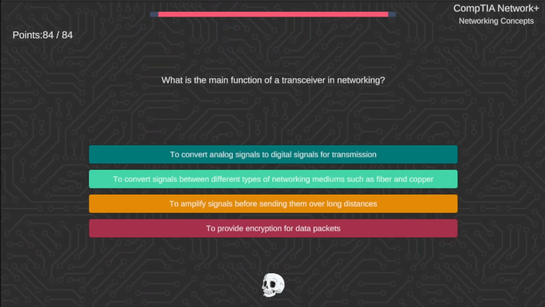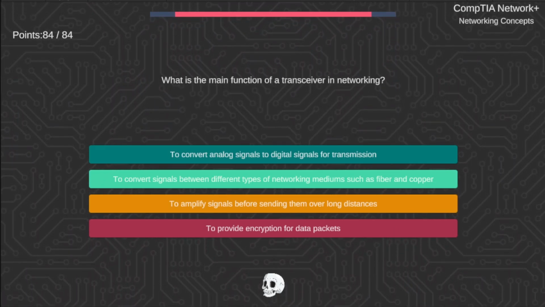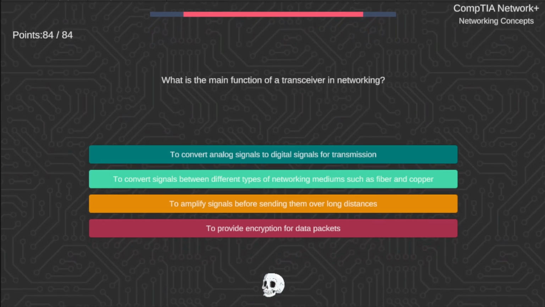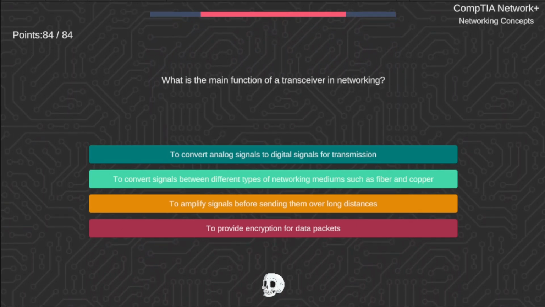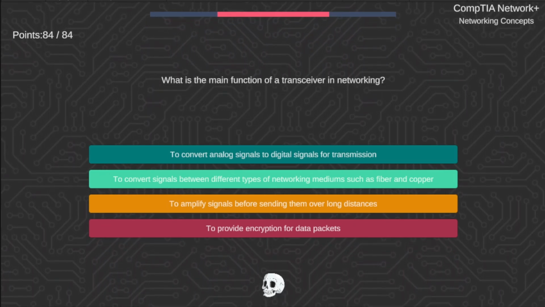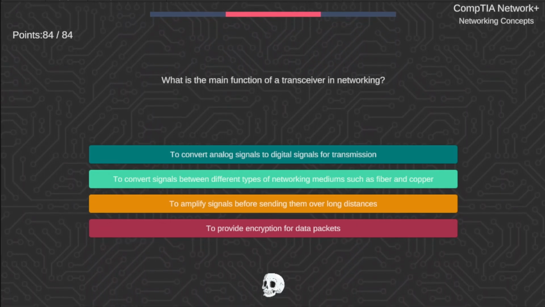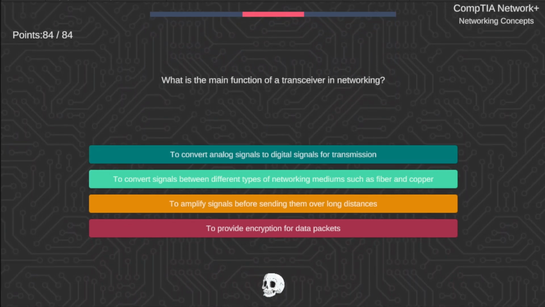What is the main function of a transceiver in networking? To convert analog signals to digital signals for transmission, to convert signals between different types of networking mediums such as fiber and copper, to amplify signals before sending them over long distances, or to provide encryption for data packets. The main function of a transceiver in networking.